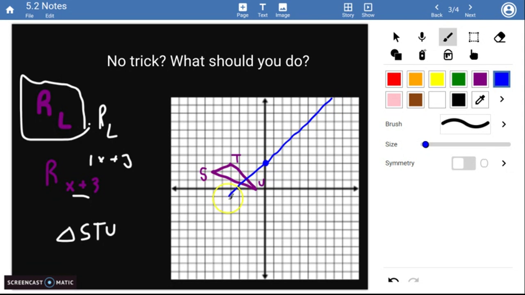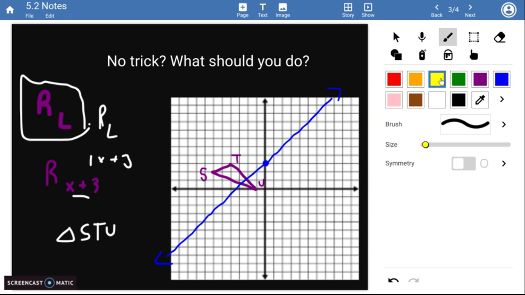Oh, I think I did something wrong. There we go. So this would be that line. And you're supposed to reflect STU. Well, here's the problem: part of the figure is already over the line. So this U right here is going to come on the other side, and this ST is going to come on this side. So when I draw the other figure, it's going to overlap the one that was originally there.